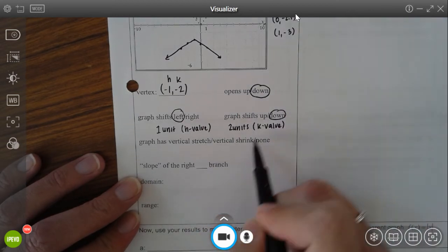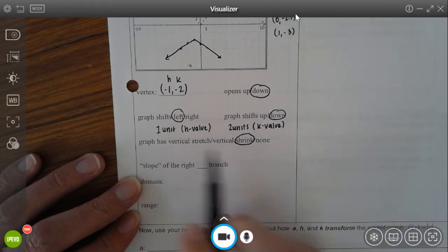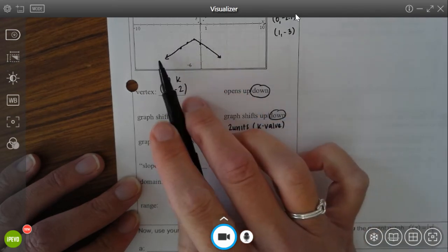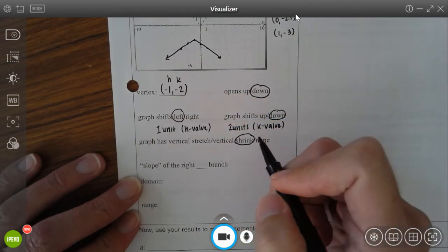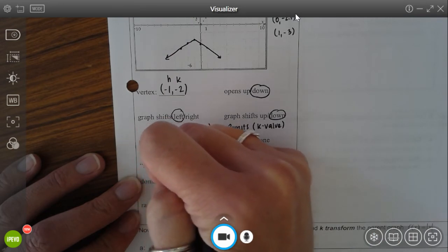Here, our graph actually ends up having a vertical shrink. So we were kind of talking about the vertical stretch versus the vertical shrink. You can see that this graph almost looks a little bit wider or a little bit flatter than the parent graph. And I'm going to say that it has a vertical shrink.